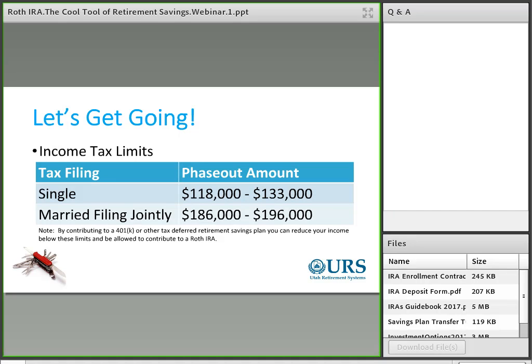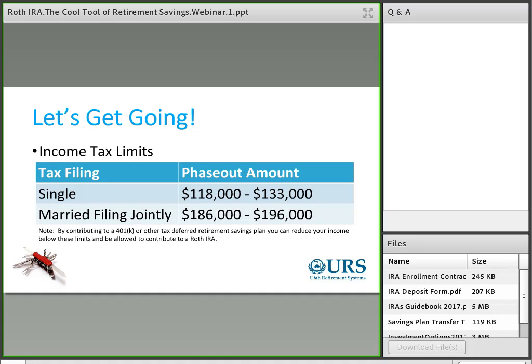And if you look at the little footnote at the bottom, a lot of people miss this, and this is something that we share a lot in our one-on-one sessions: if you are coming up on the cusp of entering this phase out period, you can put money into a 401k or a 457 plan. Legally hide that money from your gross income, hide that money from the IRS, and that's going to reduce your income, and that can open up that window for you to fully fund that Roth IRA.